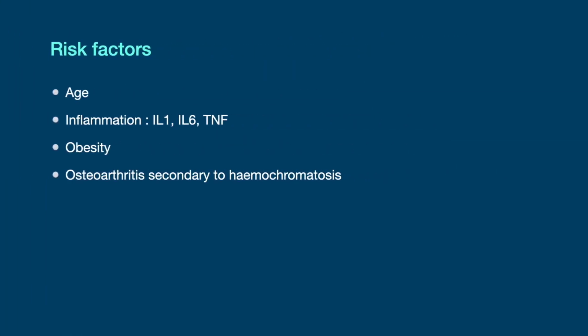There are a few risk factors you may want to consider for this condition. They are age. Cartilage often degrades over a long period of time. Next is inflammation, and it is found that interleukins such as IL-1 and IL-6 and tumor necrosis factor play some role in the inflammation that leads to osteoarthritis. This increases catabolism, which further breaks down the cartilage. Obesity is one of the commonest causes for the early appearance of osteoarthritis, and osteoarthritis may be secondary to hemochromatosis.